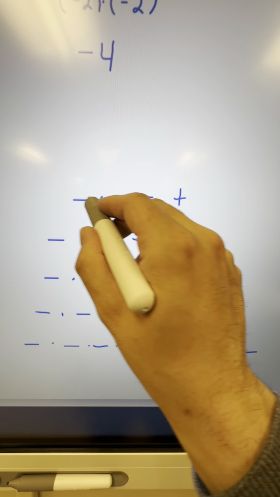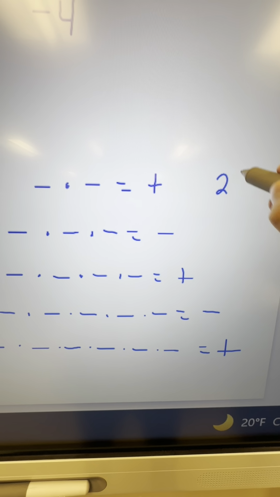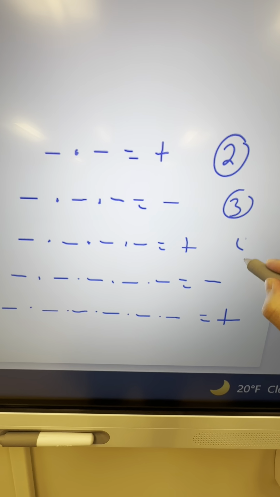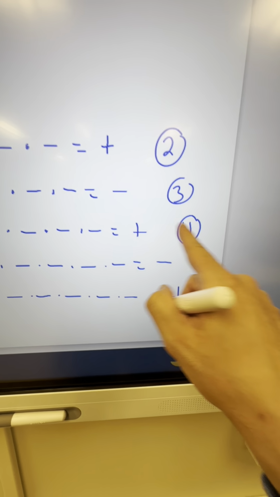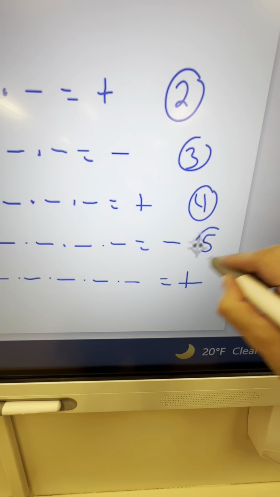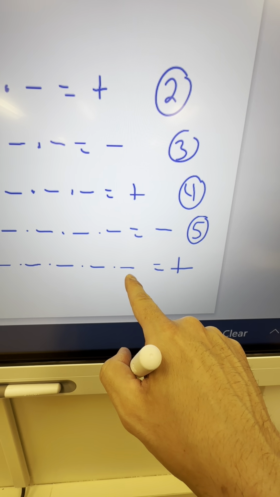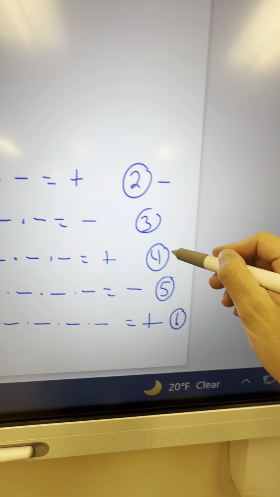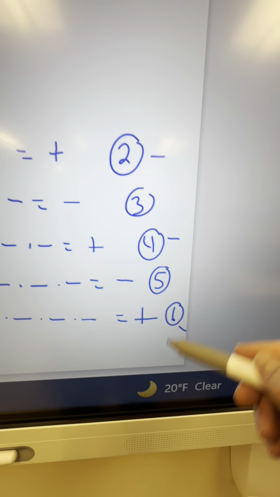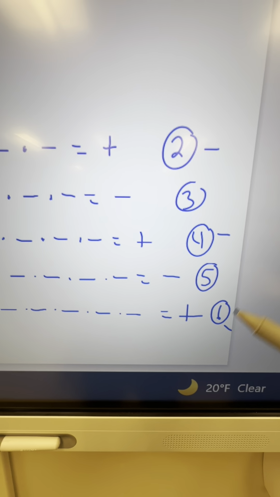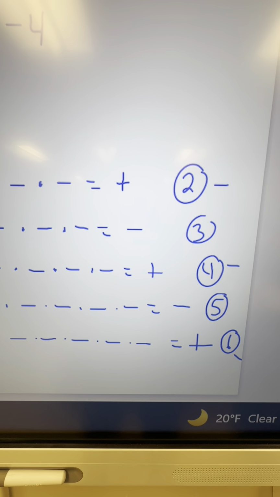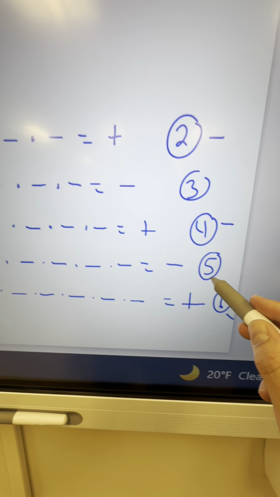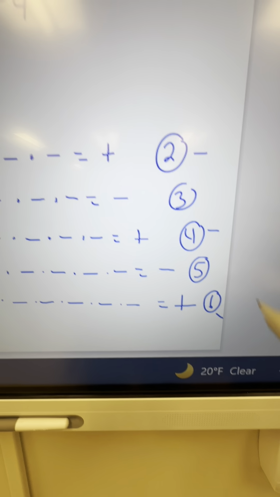So the pattern is this. When you have an even amount, so notice we have 2 negatives here, your answer is positive. Here, we have 3 negatives, your answer is negative. The next one, we have 4 negatives, your answer was positive. Here we have 5 negatives, the answer is negative. And here we have 6 negatives, the answer is positive. So your answer will be positive anytime you have an even number of negative signs. So if you have 2, 4, 6, 8, 10, 12, 14 negatives, your answer is going to be positive. If you have an odd amount of negatives, so 3 negatives multiplied together, 5 negatives multiplied together, 7, 9, 11, your answer will always be negative.